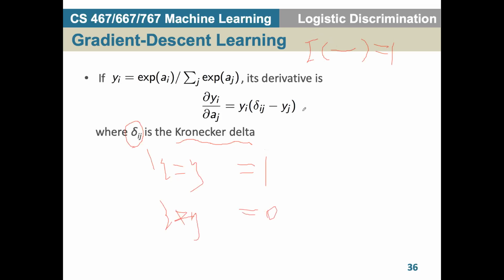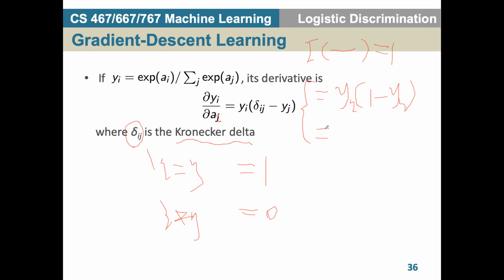So put simply, there are two cases. If i equals j, we just write it as yi, and we take the partial derivative with respect to ai. In that case, this is 1, so this is yi(1 - yi). This proof is very similar to the previous one, right? We have yi(1 - yi).